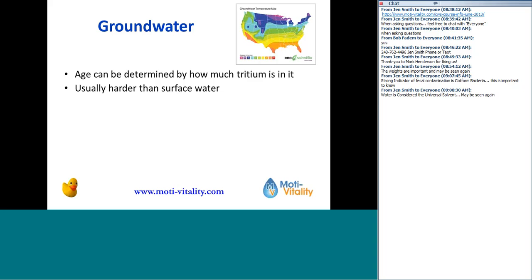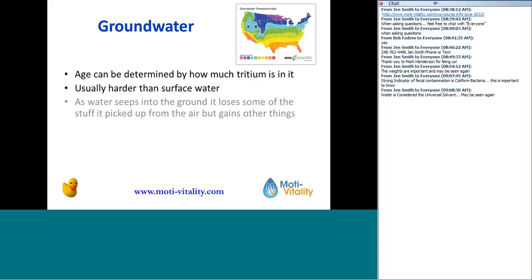Groundwater is usually harder than surface water. Obviously, it's gone down and dissolved the calcium, magnesium. As the water seeps into the ground, it loses some of the stuff it picked up from the air, but it gains other things. A well is considered shallow if it's less than 25 feet.